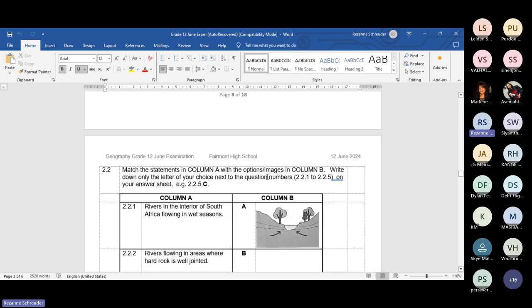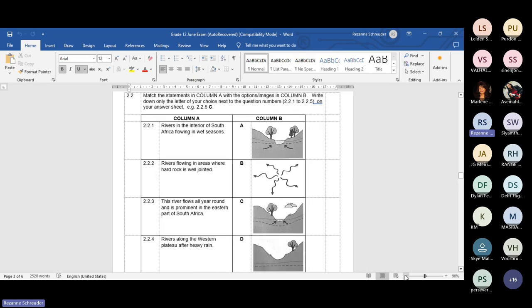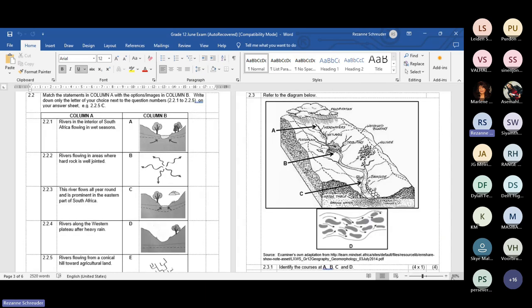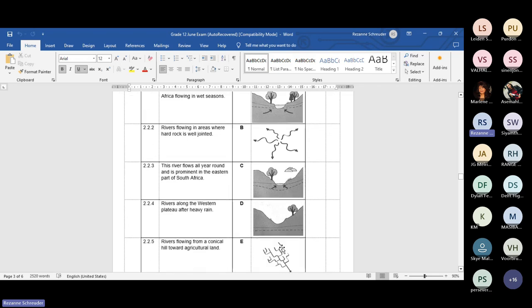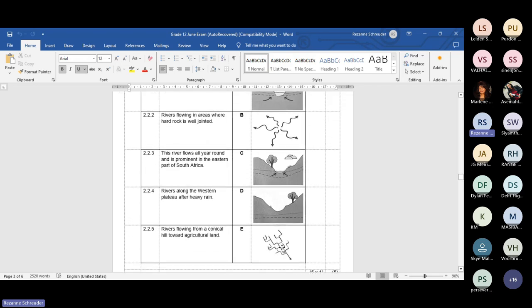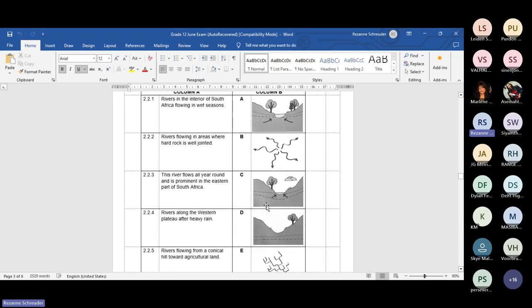The reason why I'm posting these questions, grade 12s and teachers, is that I've noticed the trend where examiners are now starting to put photos and diagrams into the column questions. Now, I just quickly want to get all five onto the screen. So now they say rivers in the interior of South Africa flowing in the wet seasons.